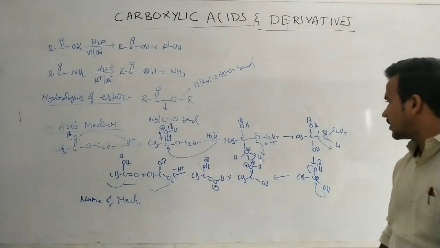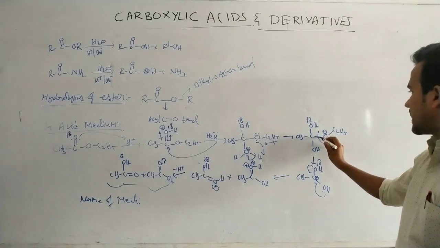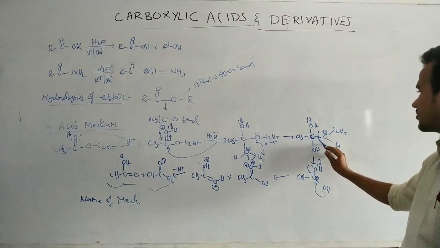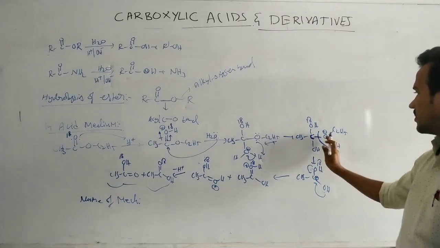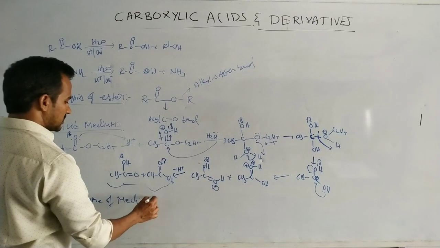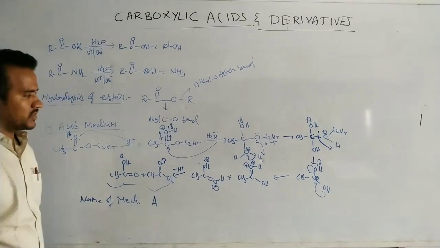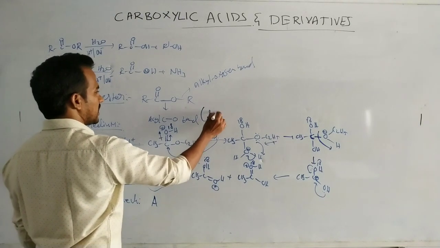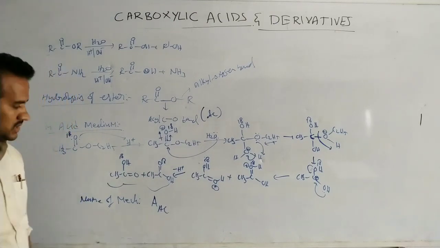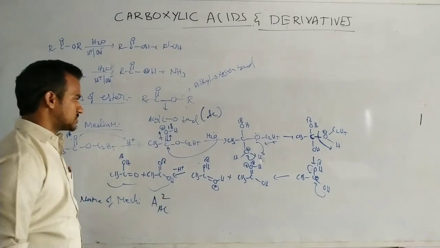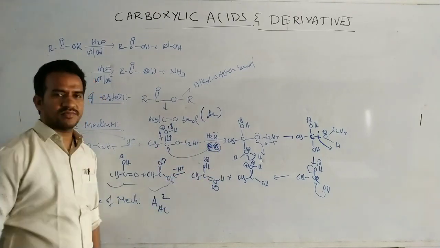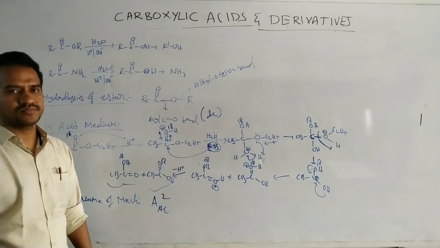So in this reaction, which bond breaking is involved? This is the acyl carbon oxygen. So here acyl oxygen bond breaking takes place. And this reaction is carried out in the presence of acid medium, A. And which bond breaking? Acyl oxygen bond breaking. So here AAC, AAC, and here 2. What is this 2? In this case, the attack of the nucleophile is the rate determining step.